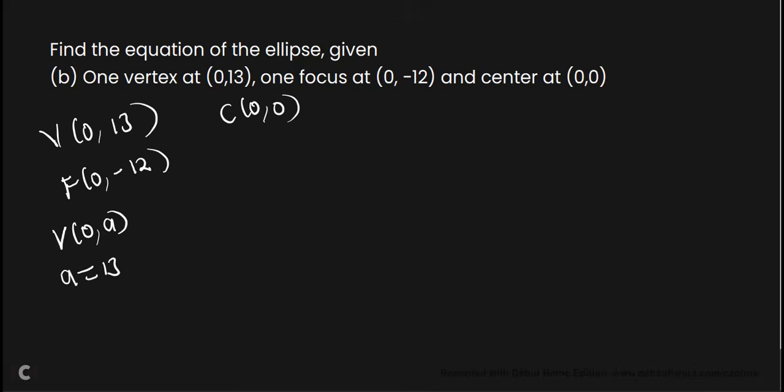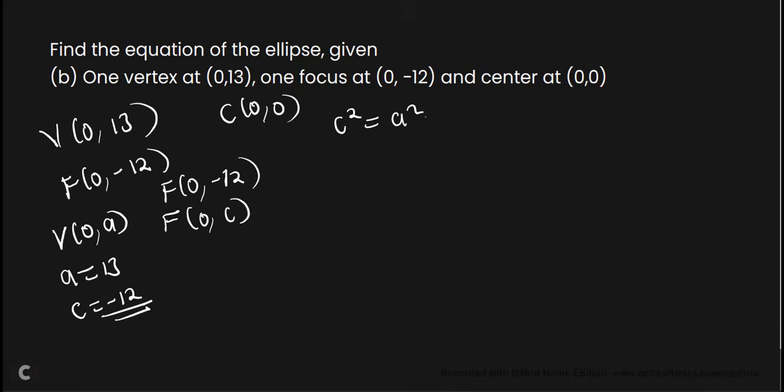Now we have to find the B, right? So how do we find the other one? First thing you need to remember is this is your C, the focus at 0, negative 4, right? How do you find the focus? By using C, right? So your C in this situation is negative 4. Now remember that formula, which is C squared equals A squared minus B squared.